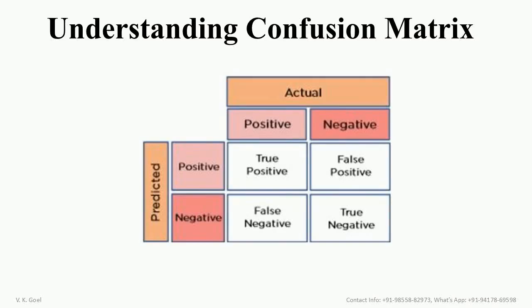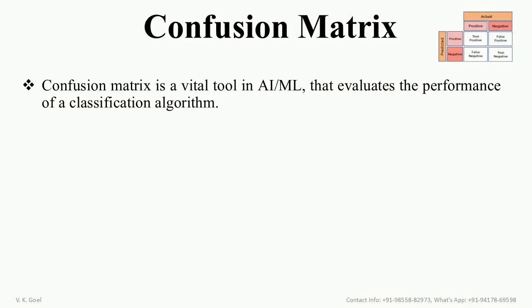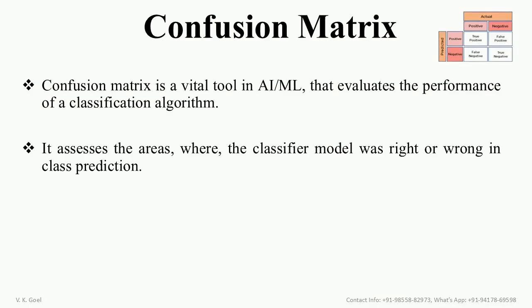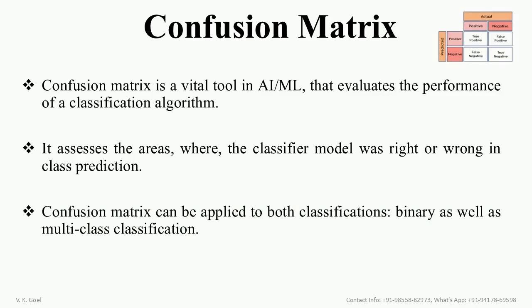A confusion matrix is a tabular form of results of a classification algorithm. It points out the areas of a classification model where it predicts correctly or not correctly. Therefore, a confusion matrix can be used to evaluate the performance of a classification algorithm. The areas where the model is correct or wrong in prediction can be located with the help of a confusion matrix. Further, evaluation using a confusion matrix can be applied to both binary as well as multi-class classification problems.